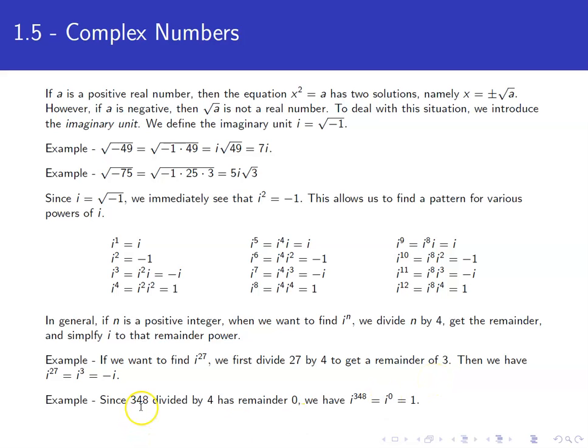If we do 348, 348 is actually divisible by 4, has 0 remainder. So i to the 348th power is the same thing as i to the 0, and anything to the 0 power, besides 0 to the 0 power, but anything to the 0 power is 1.